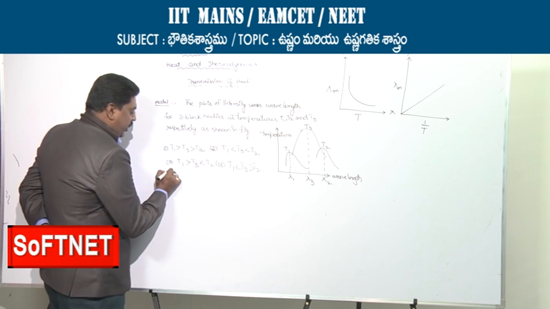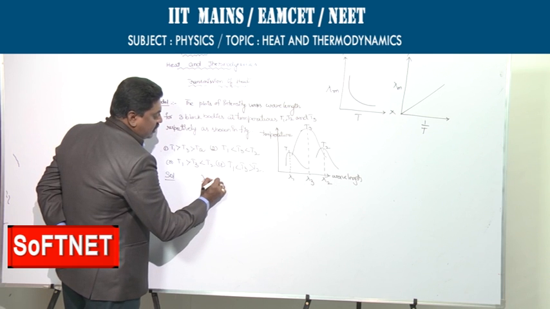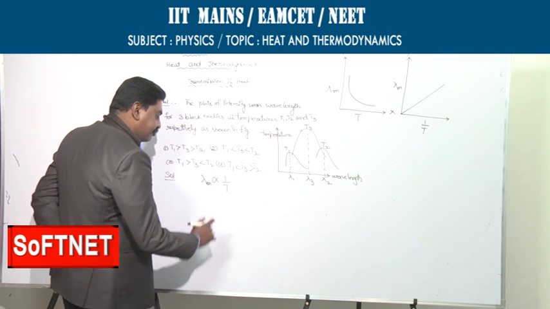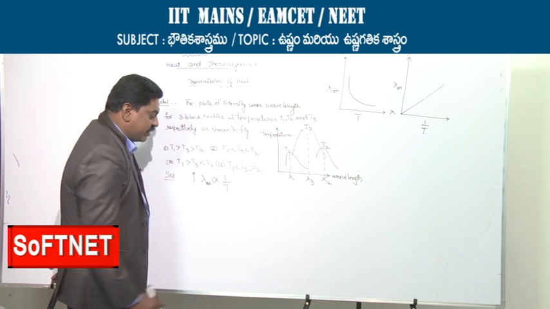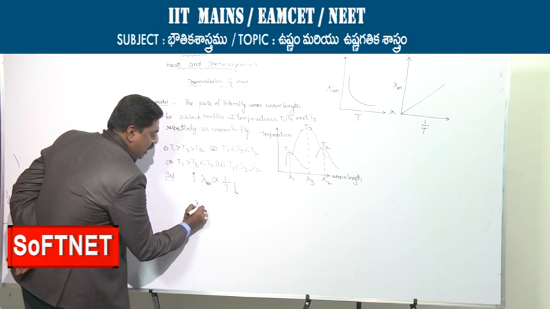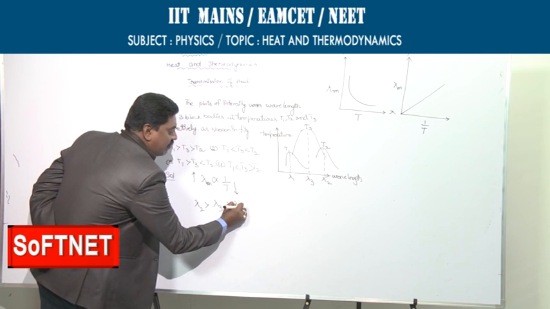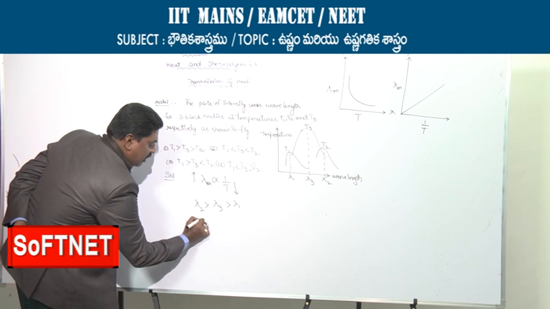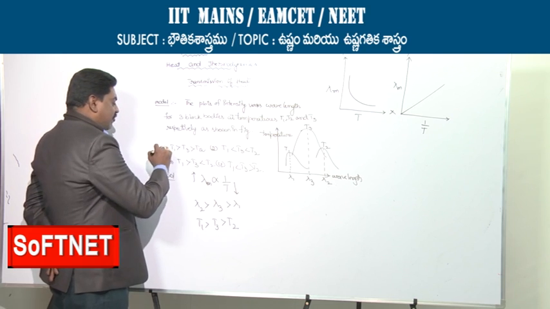For this purpose, from Wien's displacement law, we have lambda m inversely proportional to absolute temperature, lambda m proportional to 1 by T. More is the wavelength, less is the temperature. So accordingly, from the diagram we have lambda 2 is greater than lambda 3, and lambda 3 is greater than lambda 1. Exactly in the reverse order we will have the temperatures. T1 is greater than T3 and greater than T2, which is your first option.